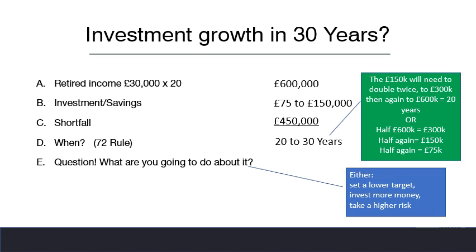It then brings the question, as usual, what are you going to do about it? Because it's a 30-year investment. Maybe they want to do it in 20 years. They either have to put £150,000 in to achieve 20 years, or £75,000 if they're prepared to go 30 years. So we can look at setting lower targets, we can invest more money, and of course this starts to get the conversation around risk.